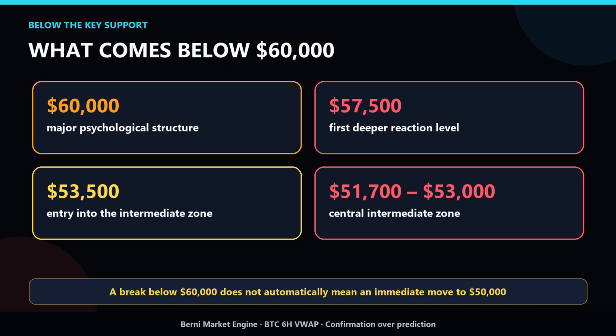$60,000 is the major psychological and structural level. A confirmed break below it brings $57,500 into focus first. If selling pressure remains strong, $53,500 marks the entry into the wider intermediate zone from $51,700 to $53,000. A loss of $60,000 does not automatically guarantee a direct fall toward $50,000. Every level requires confirmation.